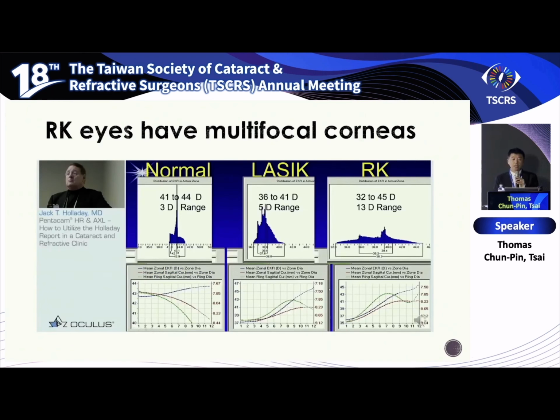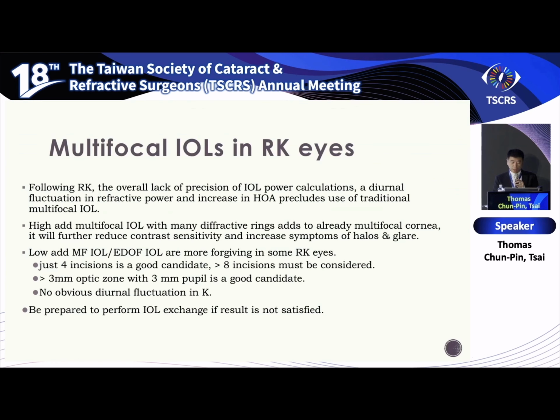Just as Dr. Halliday said, RK eyes have a multifocal cornea. You can see RK eyes have a wide range of focus, up to 13 diopters. This kind of multifocal cornea has a center that is relatively flat for distance and a periphery that is relatively steep for near vision. Following RK, the overall lack of precision of IOL power calculation, a dynamic fluctuation in refractive power, and an increase in high-order aberration preclude use of a traditional multifocal IOL.